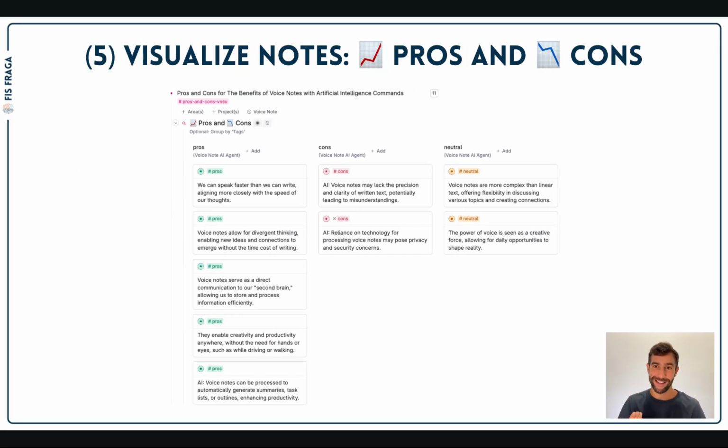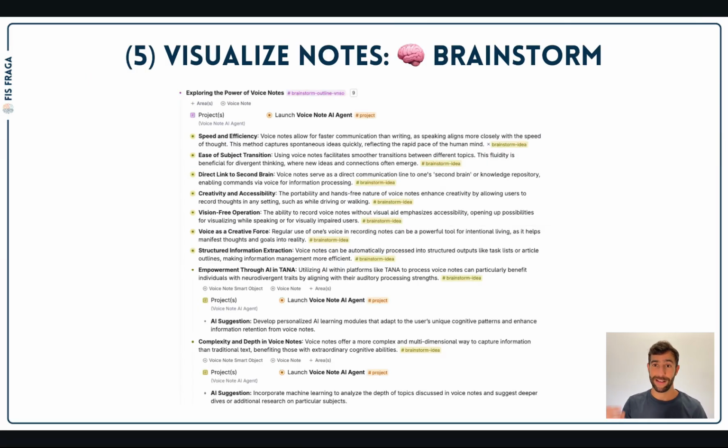In this case, it's talking about the benefits of voice notes and AI commands. So you can see there is different information represented as pro voice notes, or against voice notes, or simply neutral. So this is a way where you can clearly see and categorize things as good or pro or against something, right? Next is a brainstorm.